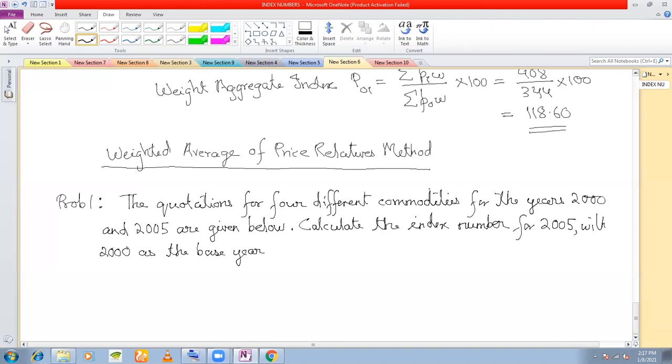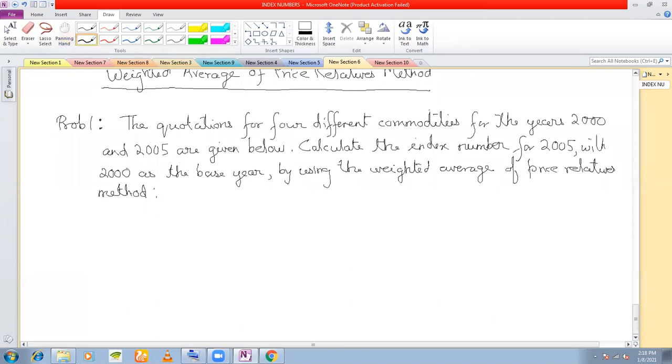By using weighted average, they have mentioned the method also. By using the weighted average of price relatives method. Okay, this is what your problem is. They have mentioned the method, but if they don't mention, even then you will have to figure out what actually to do. And this table is given to you.